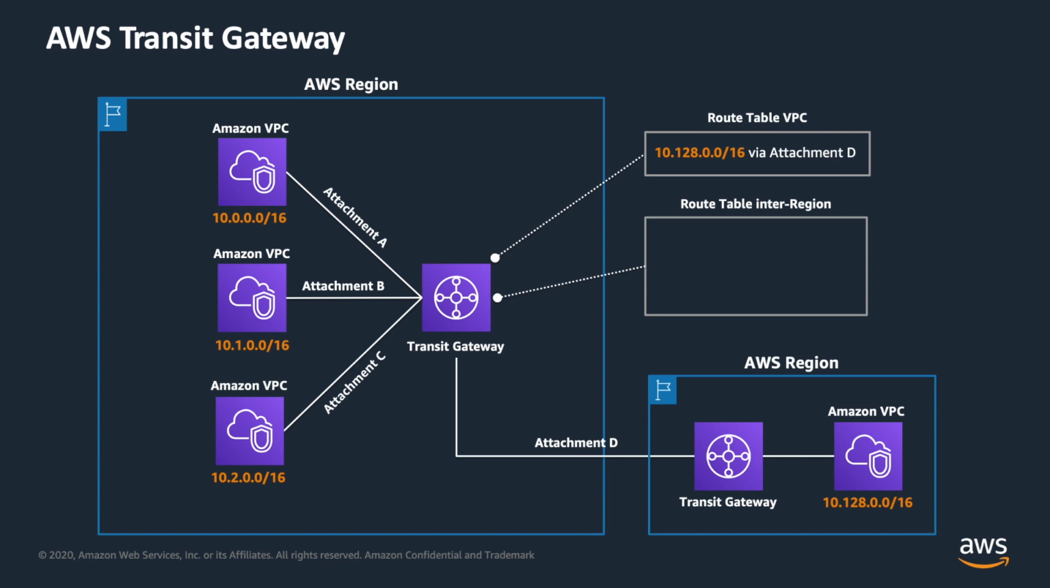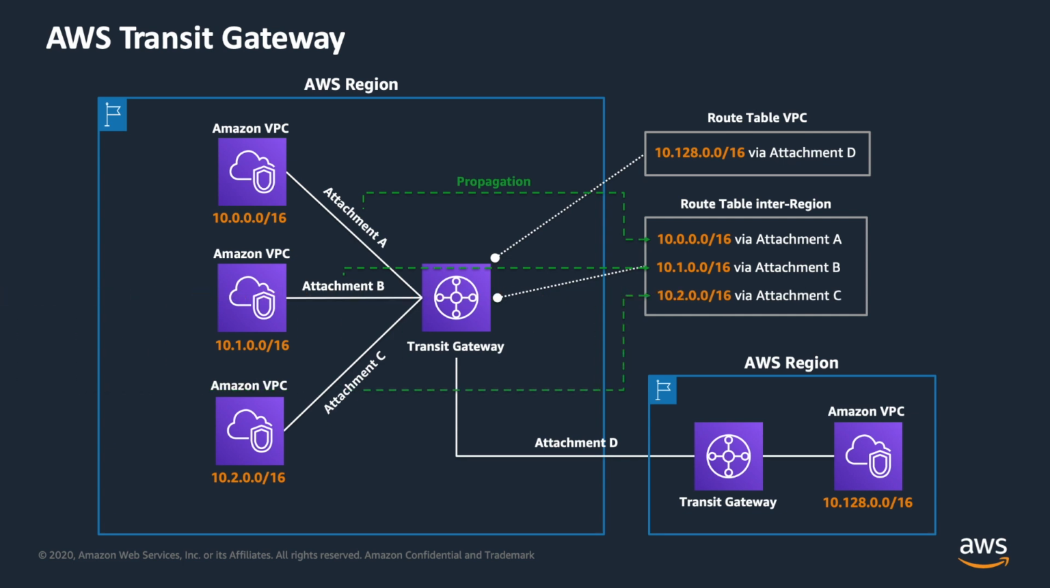The second method that you can use to add routes to a Transit Gateway route table is by propagating attachments. Each attachment comes with routes that can be installed to one or more Transit Gateway route tables. When an attachment is propagated to a route table, these routes are dynamically installed in the route table.